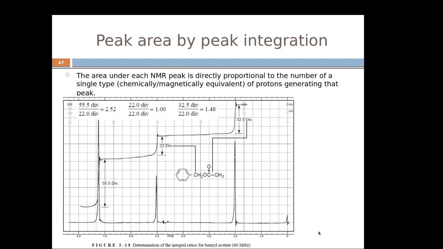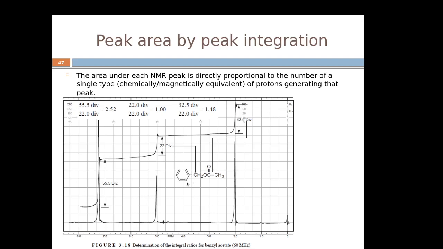So as we have seen, protons in a molecule in different chemical environments, that means chemically non-equivalent protons, can give different peaks in the NMR spectrum, which is evident in the NMR spectrum of benzyl acetate taken at 60 megahertz. So this one is the structure. If you count the number of types of protons here, you can see that there is a CH3 proton, a CH2 proton, and 5 phenyl protons here.